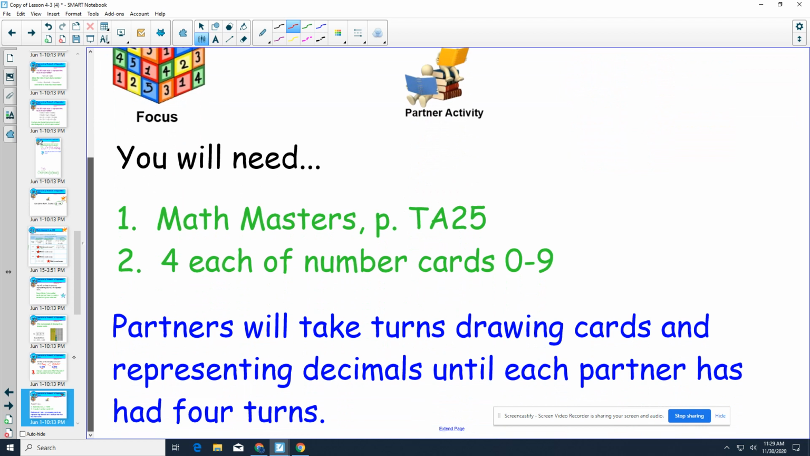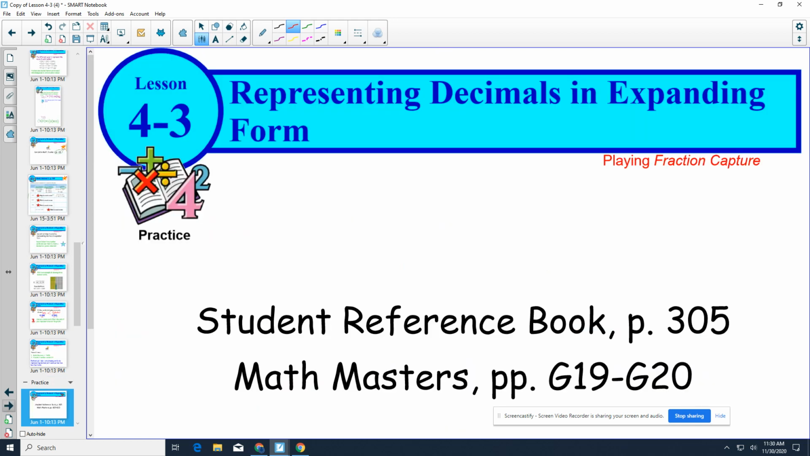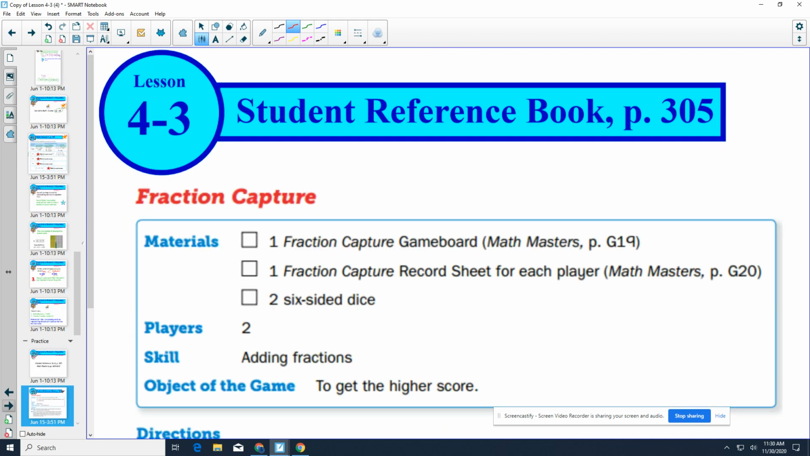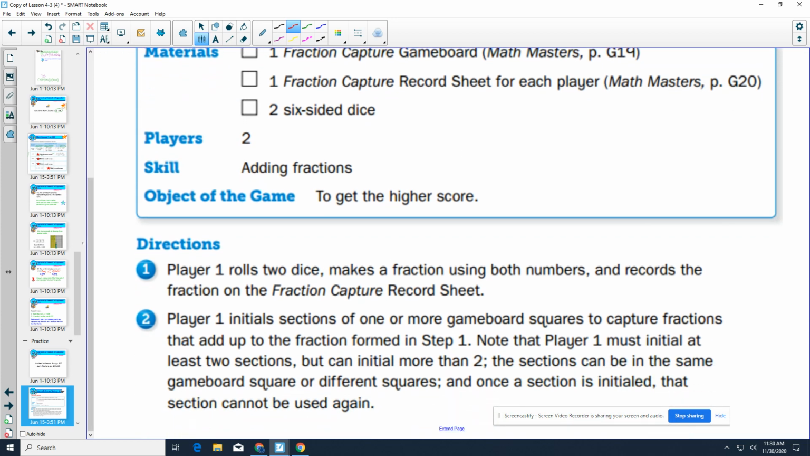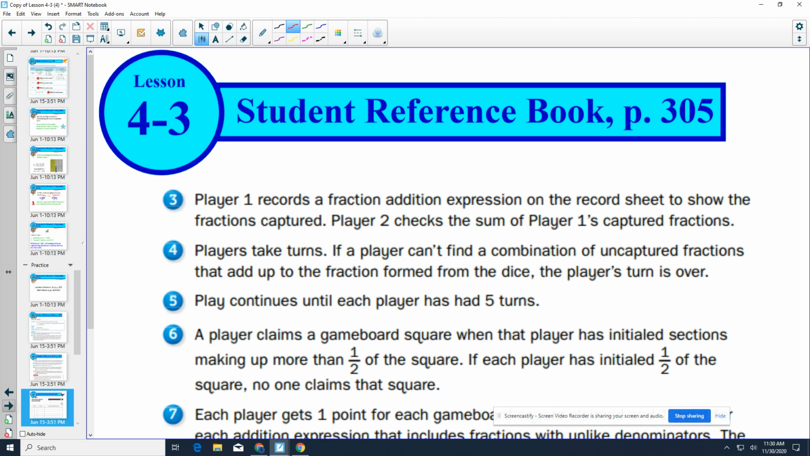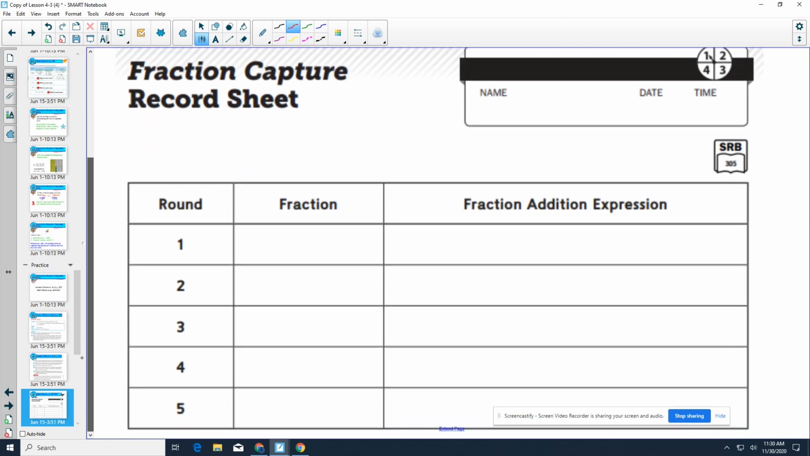Okay. So on this part here, you do not have the Math Masters page, but you can, if you want to practice, just pull cards and write them in expanded form. That would be a great thing to do. Okay. And fraction capture. This is a game you would normally play, just comparing decimals here. Obviously, you don't have the materials at home. You might be able to find some stuff on Connect Ed with that. Okay. All right.